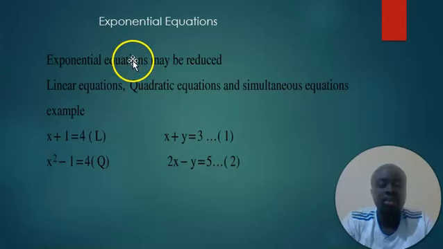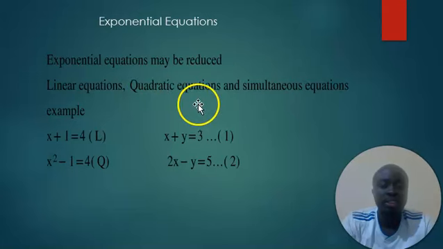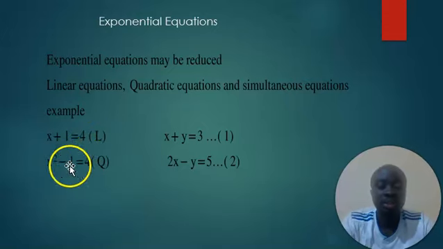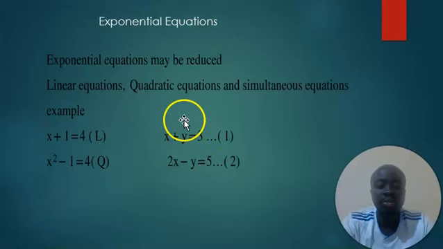Now, exponential equations may be reduced to linear equations, quadratic equations, and simultaneous equations. So this is an example of a linear equation. After reducing the exponential equation, we can get a linear equation of this form. And we say this is linear because the highest power of x is 1. So this L means linear. Then we can also reduce exponential equations to quadratic. Here the highest power of the variable is 2, so this is quadratic. And these two can be considered as simultaneous equations. So we can get all these from exponential equations.